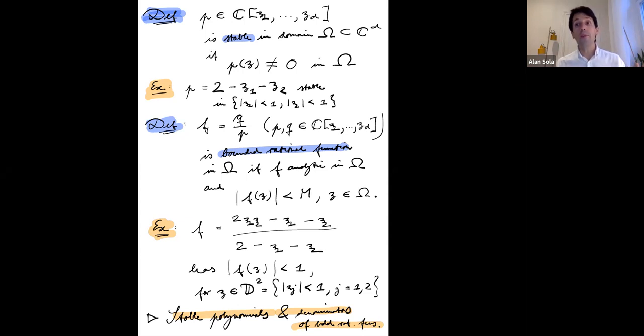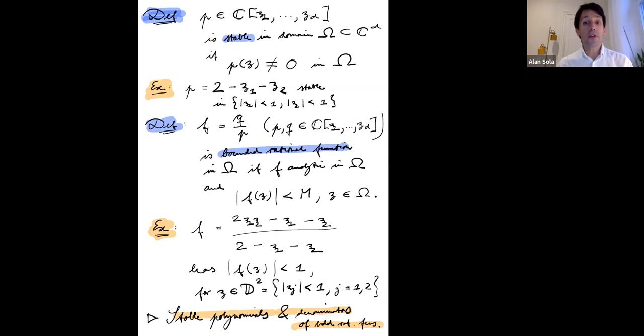So just to give you an example, and this example will give us most of the examples that we'll consider in this talk. This is the polynomial 2 minus z1 minus z2. And if you look at the set of points in C^2 where both coordinates have modulus less than 1, then you can check quite easily that this polynomial has no zeros in that domain. And this domain is called the bidisk.